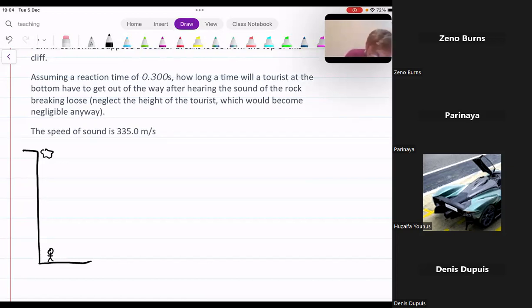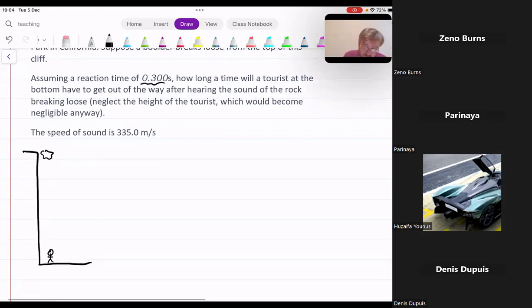So we're told they have a reaction time. People have a reaction time of about 0.3 seconds. We're given the speed of sound, and we're also told the height of this is 250 meters. So let's have a look. How much time do they have to get out of the way?